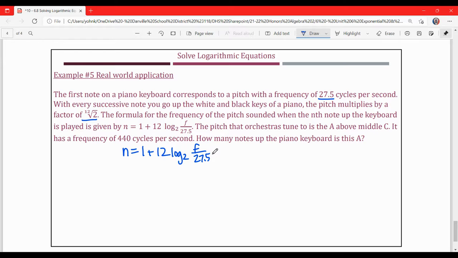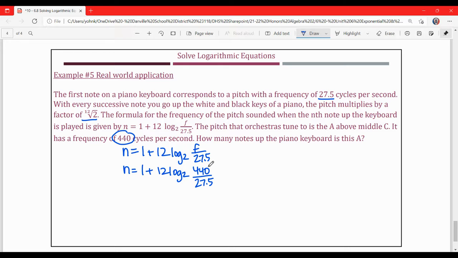The pitch that orchestra is tuned to is the A above middle C. It has a frequency of 440 cycles per second. How many notes up the keyboard is this A? Well, this is frequency. Frequency is F. So we're going to replace F with 440. So this becomes n equals 1 plus 12 log base 2 of 440 over 27.5.